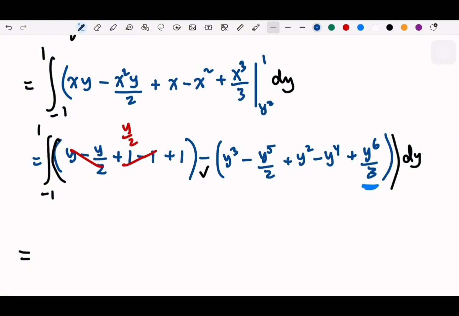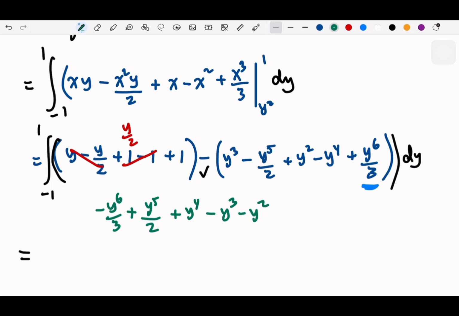The rest is correct, right? Let me describe this. Y 6 plus y 5 over 2 plus y 4 minus y cubed, minus y squared, plus y over 2. Oh, this one, 1 over 3, right? Plus 1 over 3, okay.